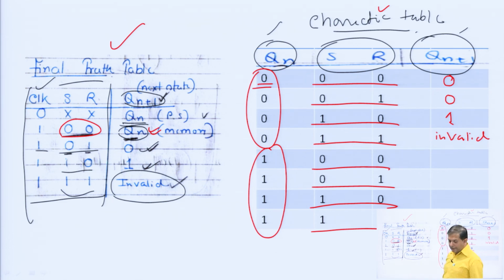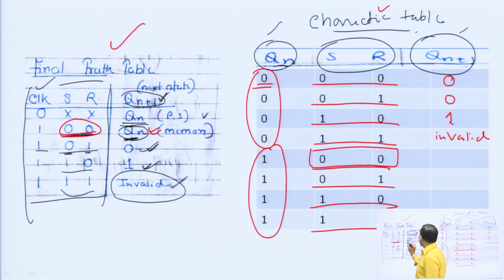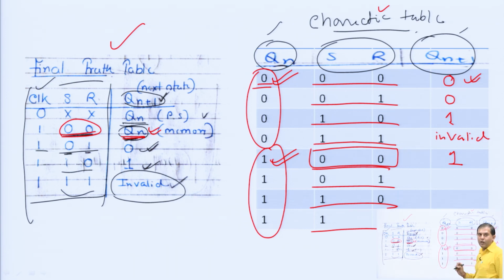Now the next case, when S and R are 0 0, Qn plus 1 is Qn. Here the Qn value is 1, so it will be 1. In this case Qn will be 0, so it will be 0. This is the most important part of this characteristic table. For 0 1 again we have 0, for 1 0 it will be 1, and the 1 1 case is invalid. So the final truth table is complete, with 1 1 invalid in both cases.